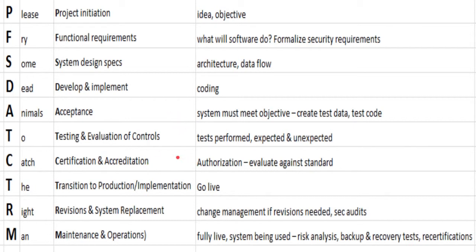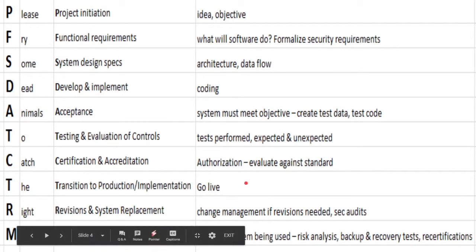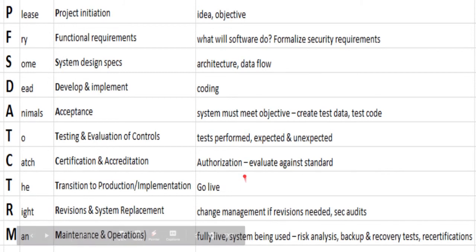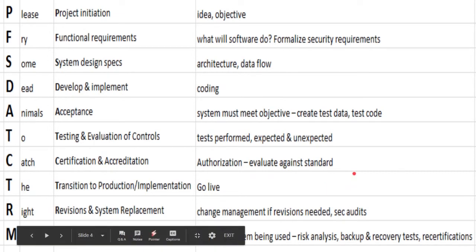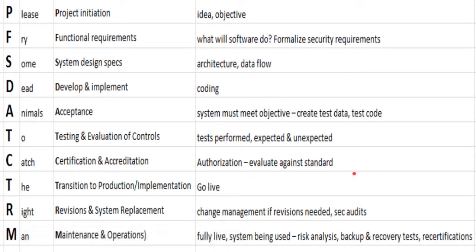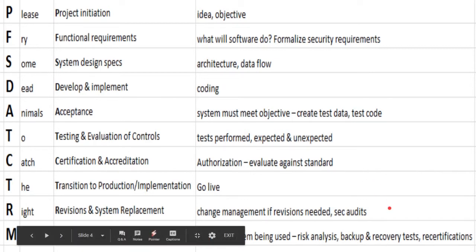Next comes the certification and accreditation, sometimes called authorization, where the system is evaluated against a standard such as NIST. The next phase is the transition to production, or the implementation. Sometimes you hear this referred to as the go live. The R phase, the revisions and system replacement. This is where, if any changes need to be made to the system, it'll undergo the change management process. And security audits are also mentioned at this phase.